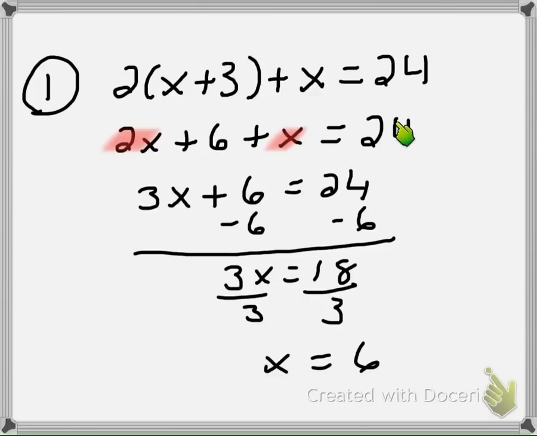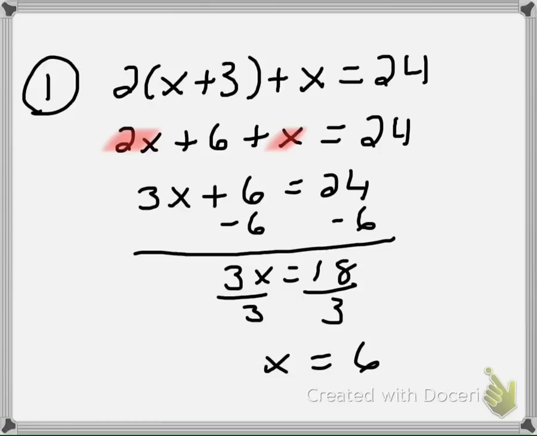Now my next thing to simplify is to combine like terms. This is an x term with no exponent, and this is an x term with no exponent, so they're like terms. I highlighted them. You can add a 2x to a 1x, and if you do that, remember there's an invisible 1 in front of here. 2x and 1x would give you 3x. So now I have 3x plus 6 equals 24.